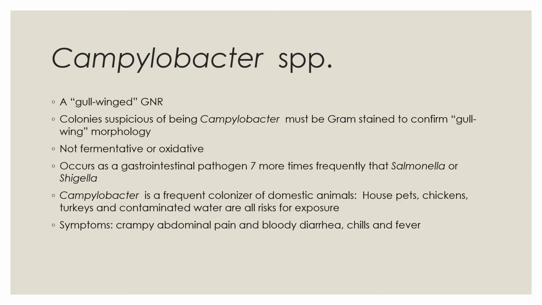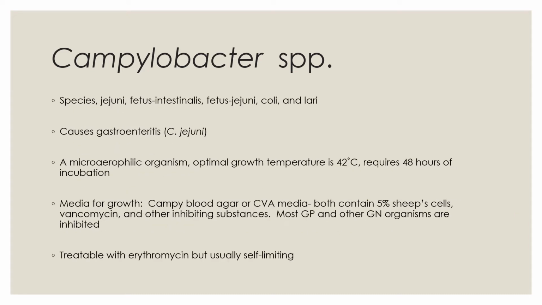Some symptoms of Campylobacter would be cramping, abdominal pain, bloody diarrhea, chills, and fever. There are a couple species of Campylobacter, but usually the one that causes the most trouble for humans is Campylobacter jejuni. But there's also Campylobacter fetus, Campylobacter intestinalis, Campylobacter coli, and Campylobacter laridis. All of these cause gastroenteritis, especially Campylobacter jejuni.